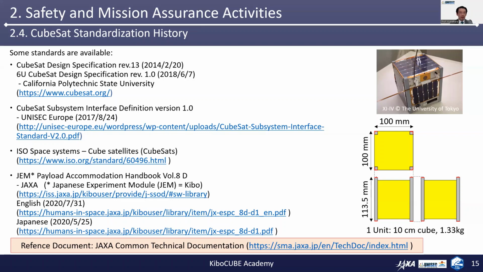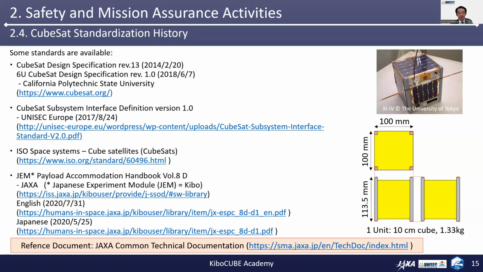The second one I will introduce today is the CubeSat System Interface Definition, organized by UNISEC Europe. This standard suggests interface definitions for the internal electrical components of CubeSats. This is available here. There is also an ISO standard covering the CubeSat satellite itself, as listed here. There are also ongoing activities towards international CubeSat interface standardization.